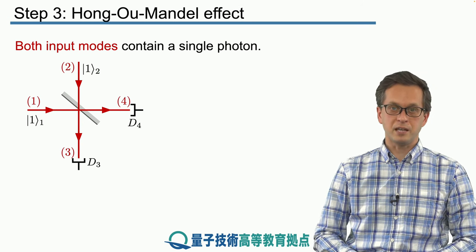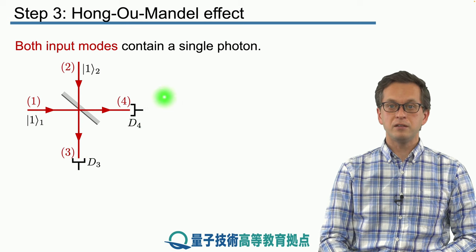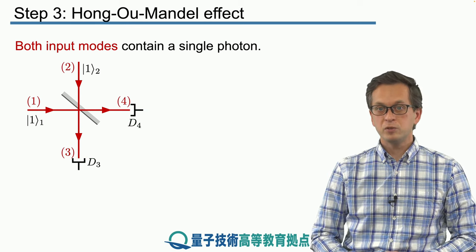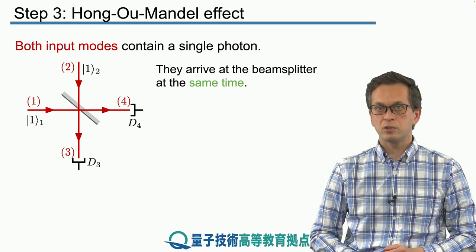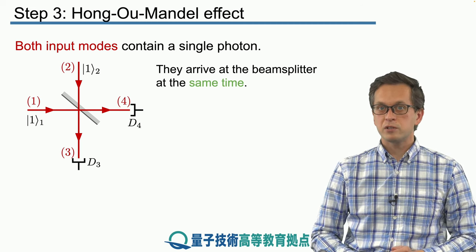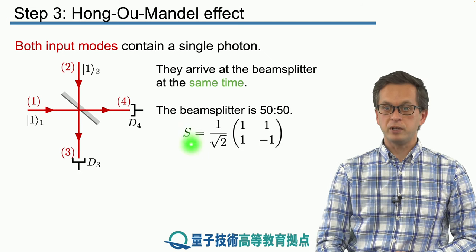And we ask again the same question. What are the photodetection signals at D3 and D4? We assume that the photons arrive at the beam splitter at the same time, and also to make calculation a little bit easier, we assume that the beam splitter is a lossless 50-50 beam splitter described by the following matrix.